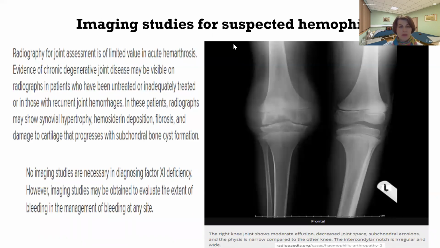Radiography for joint assessment is of limited value in acute hemarthrosis. Evidence of chronic degenerative joint disease may be visible on radiographs in patients who have been inadequately treated or in those with recurrent joint hemorrhages. In these patients, radiographs may show synovial hypertrophy, hemosiderin deposition, fibrosis, and damage to cartilage with subchondral bone cyst formation. No imaging studies are necessary in diagnosing factor 11 deficiency. However, imaging studies may be obtained to evaluate the extent of bleeding and in the management of bleeding at any site.